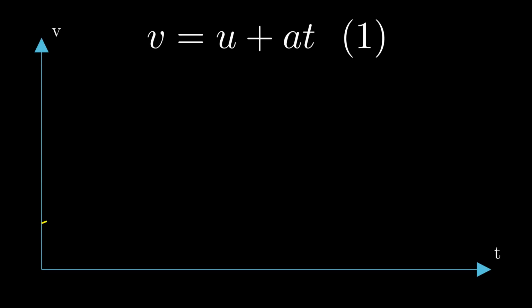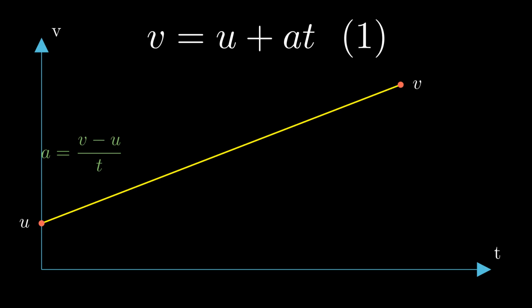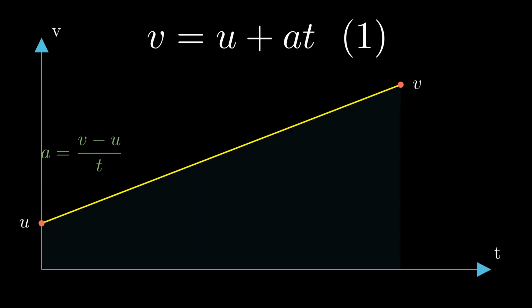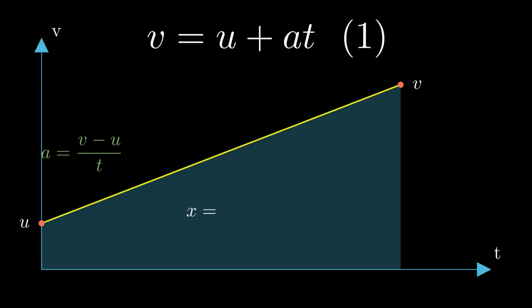We can also derive equation 1 using a graph. If we plot velocity against time, we can see that the gradient of the line is equal to acceleration. If we label the initial velocity u and the final velocity v, we can see that the gradient is equal to v minus u over t. If we rearrange this equation to make v the subject, we get v equals u plus at, which is our first equation again.